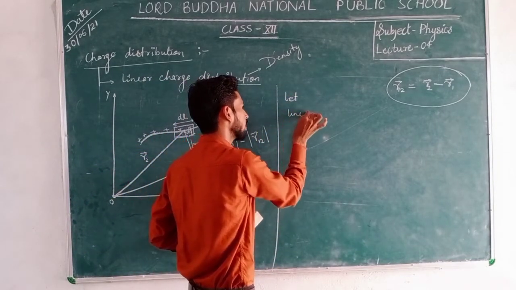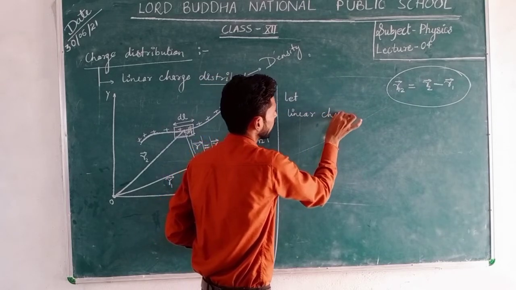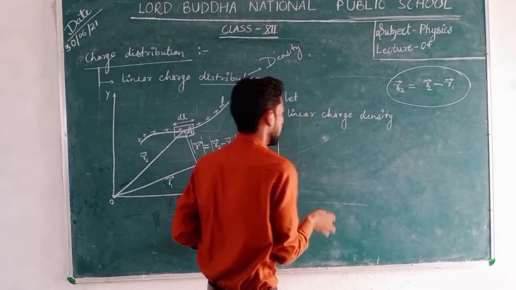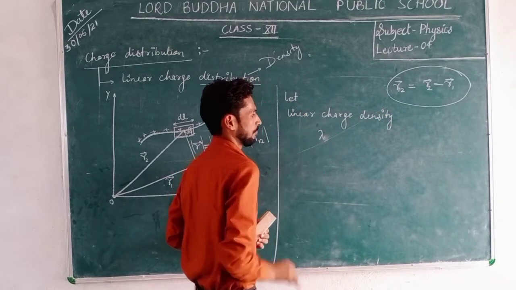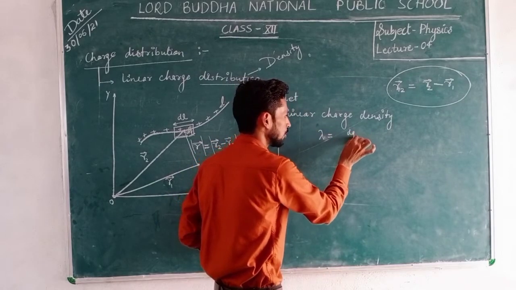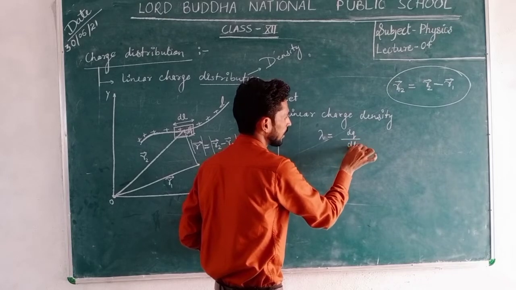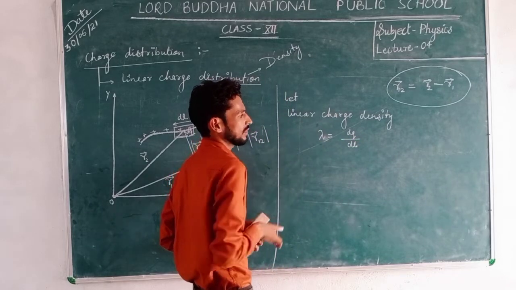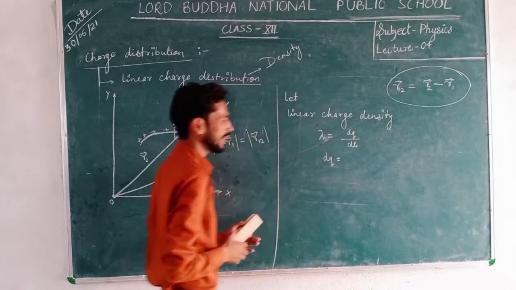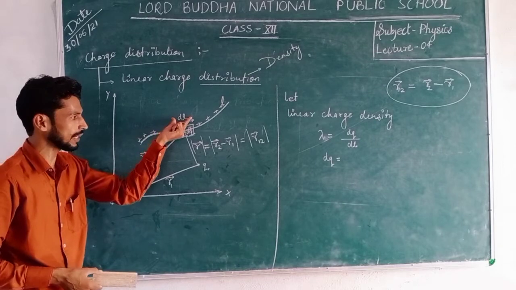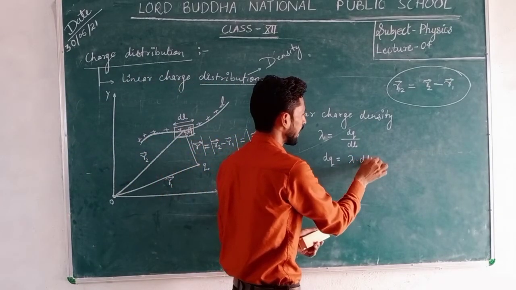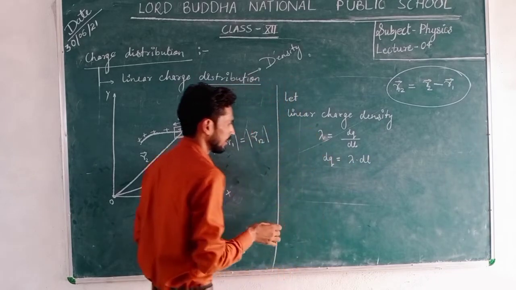So if we are taking the total force, then write here: let the linear charge density, that is the distribution, that is lambda, equal the total charge distributed per unit length, that is the linear charge density. And if we want to calculate the value of dq which is present on the effective length dl, then dq equals lambda into dl, where lambda is the linear charge density.